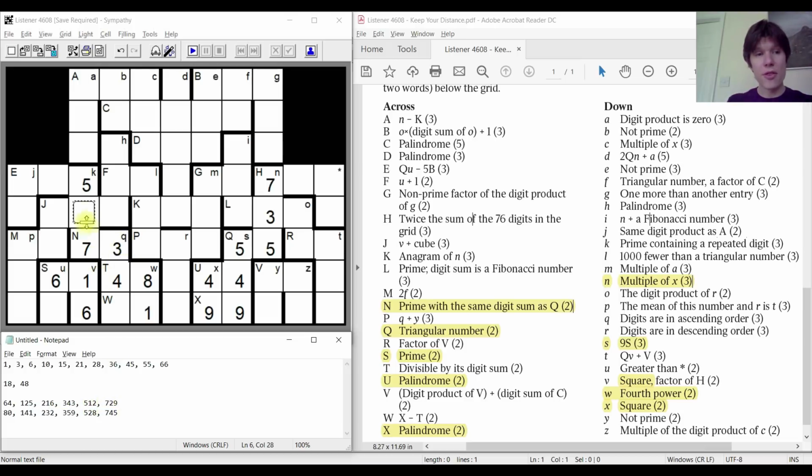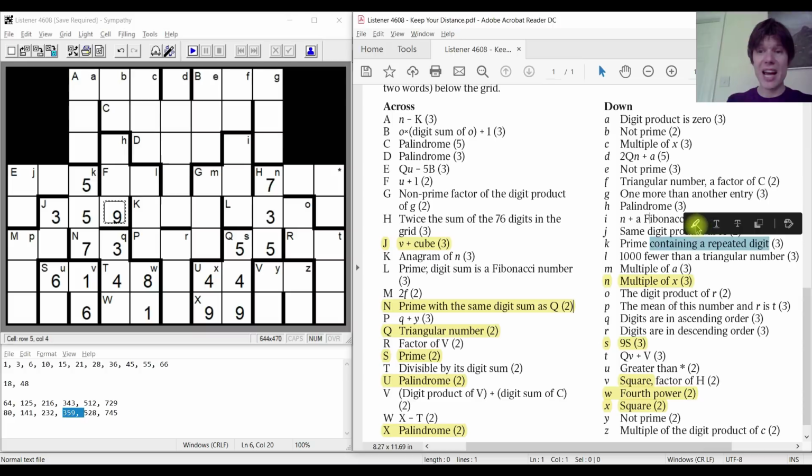But a moment ago we said that this cell here had to be a 5 or a 7, so that little k has a repeated digit. And the only one of these numbers that has a 5 or a 7 in the middle is 359. So that means that big J has to be 359. So I'm going to cross off the clue for big J. And I'm also going to cross off some of the clue for little k. I'm going to cross off the bit that says containing a repeated digit, because it now does. I'm not going to cross off the prime because I don't know that 557 is prime, and that's something I'll check at the end of the puzzle.